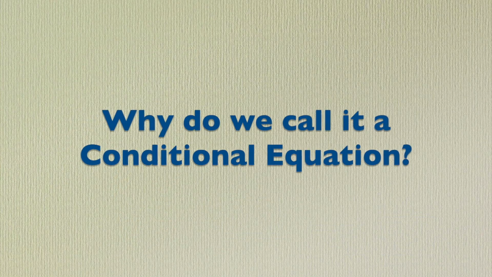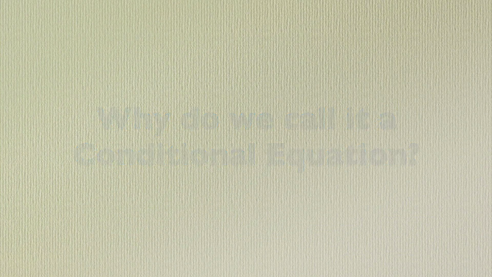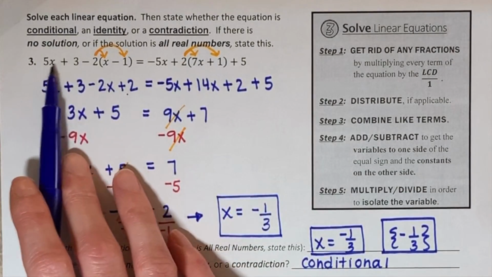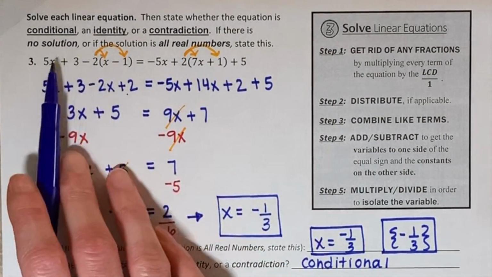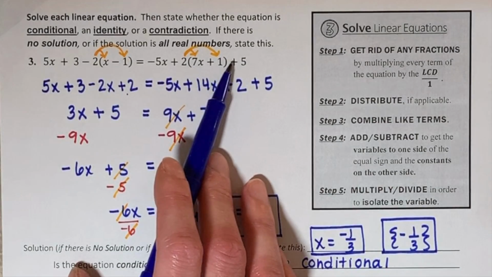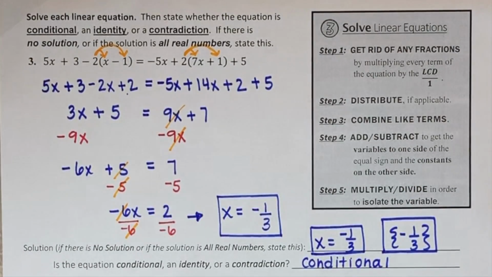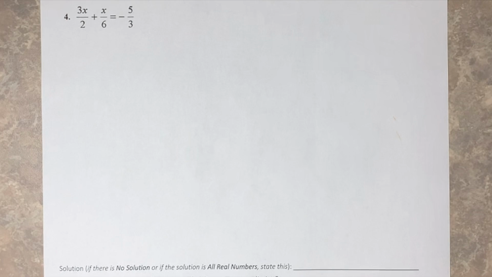Why do we call it a conditional equation? We call this a conditional equation because this equation is true. The left side will equal the right side under one condition, and that one condition is when x is equal to -1/3. Now let's take a look at an example of an equation where we have fractions.